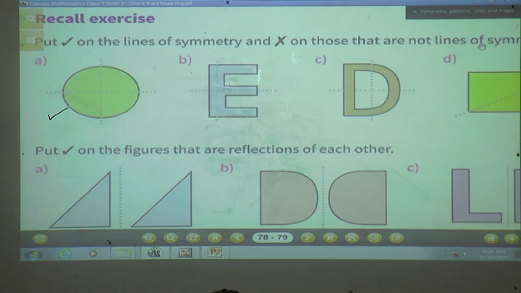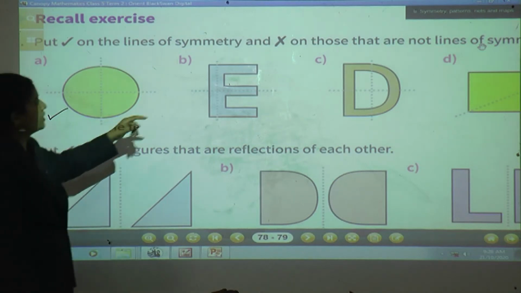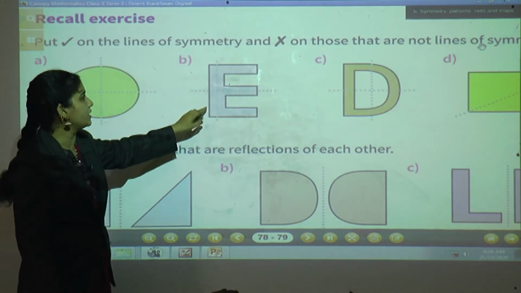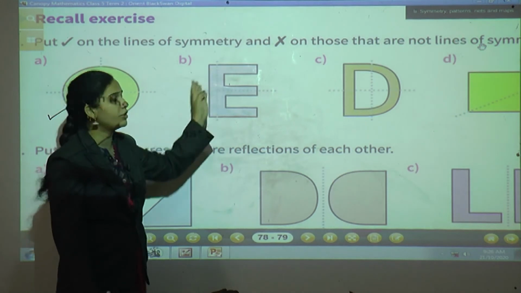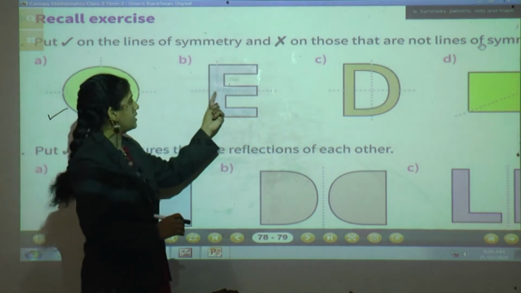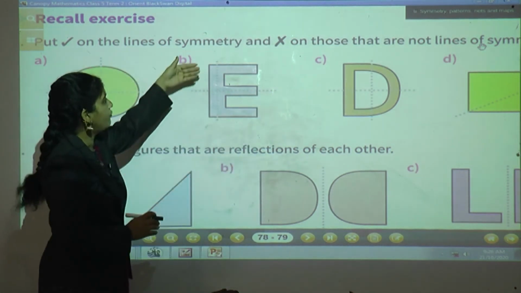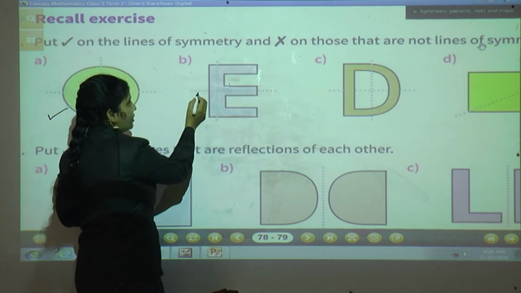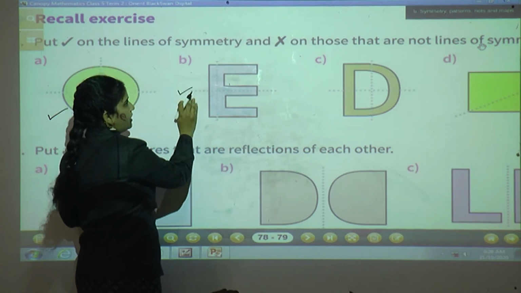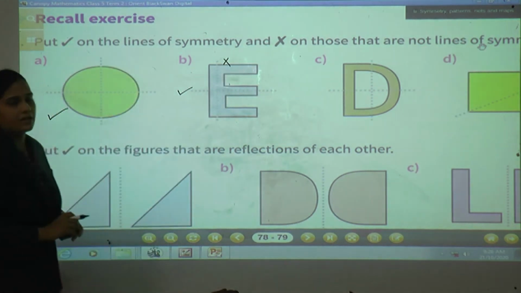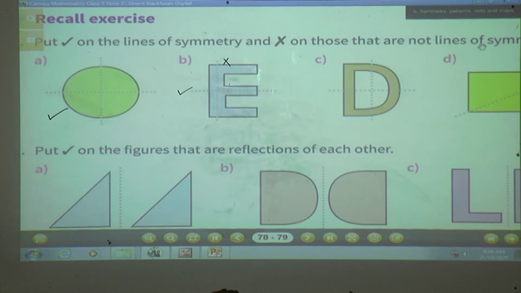Now tell me in the B1. Okay, in the B1, is this vertical line a symmetrical line? See, if we fold it, can we get two equal parts? No. Then see here, horizontal line. If we fold this, can we get two equal parts? Yes. So that means this horizontal line is an axis of symmetry and this vertical line is not a line of symmetry, isn't it? Now see C1.